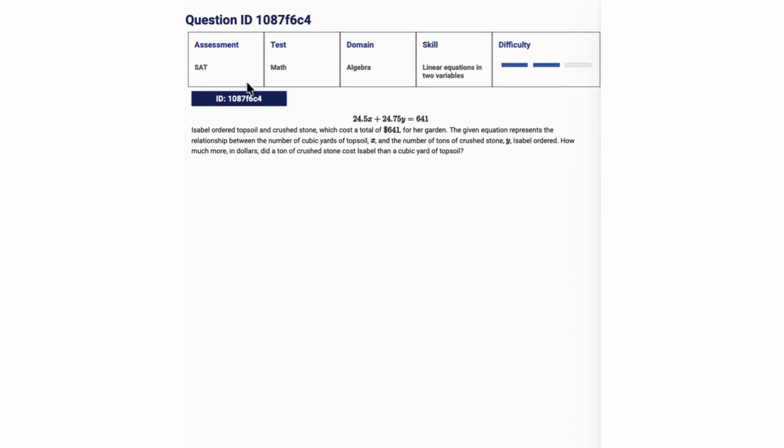We're solving SAT maths questions in the domain algebra. The difficulty level is medium.